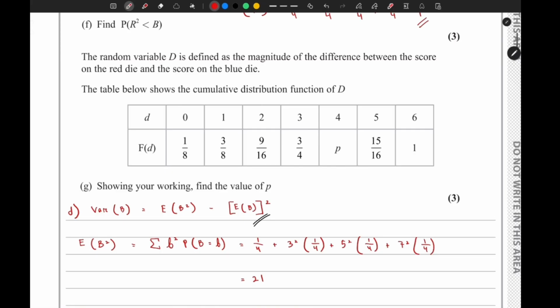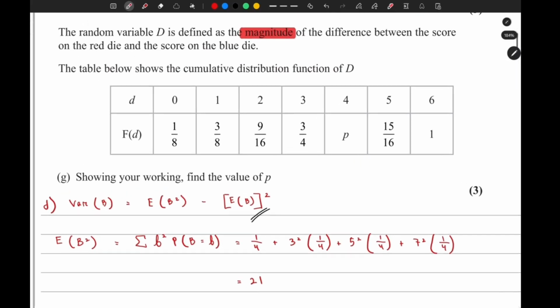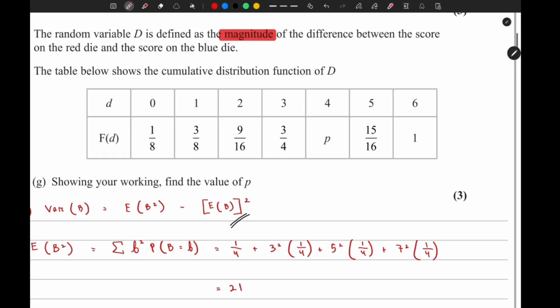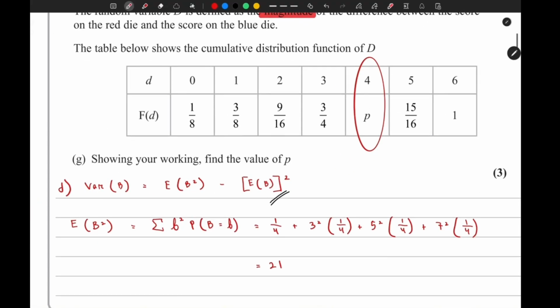The random variable D is defined as the magnitude of the difference between the score on the red die and the score on the blue die. So it's the magnitude of the difference. If the difference is -4, the magnitude will be 4. The table below shows the cumulative distribution function of D. If the difference is 4, the cumulative distribution function is p. Now we just need to find out the value of p.